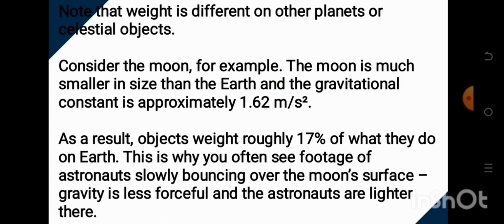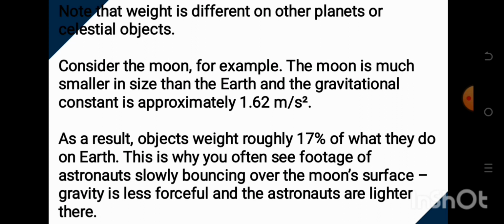Why is the gravity close to the surface of the earth 9.8 meter per second square? As a result, objects weigh roughly 70% of what they do on the earth. If the mass of an object is 100 gram on the surface of the earth, it is 100 Newton at the surface of the earth. When you take such an object to the moon, it measures approximately 17 Newton. You see, 17 to 100. You see the margin. That's what we are talking about.